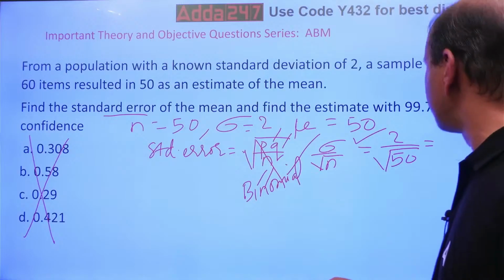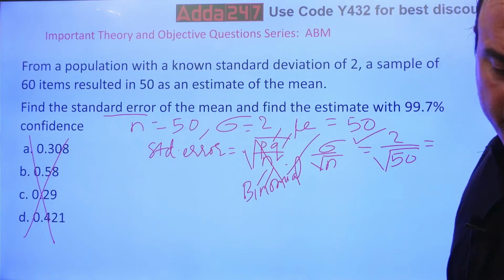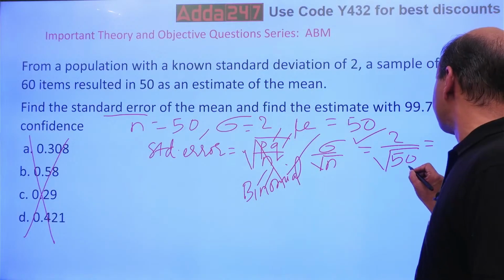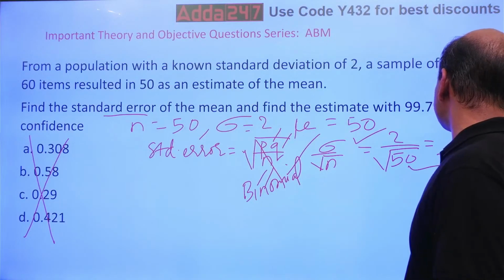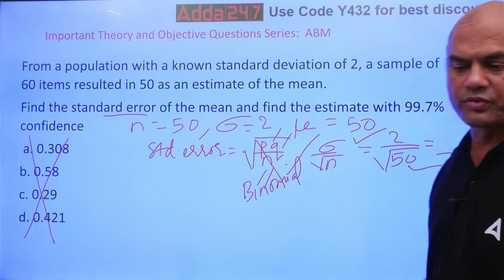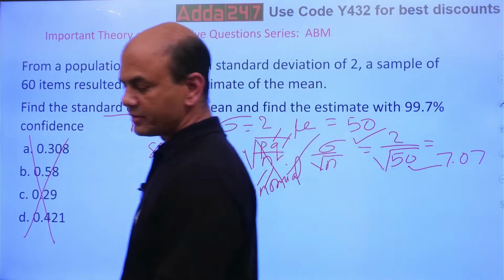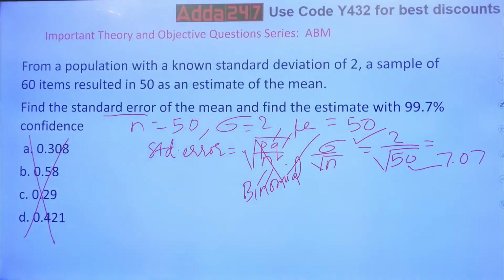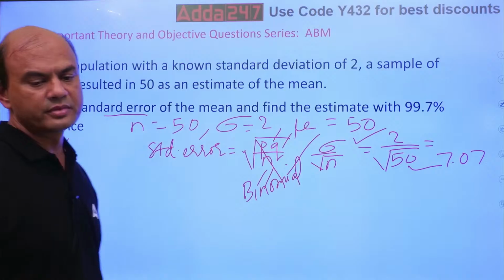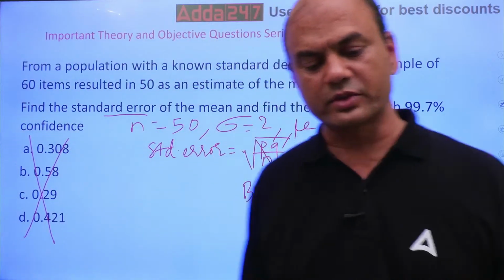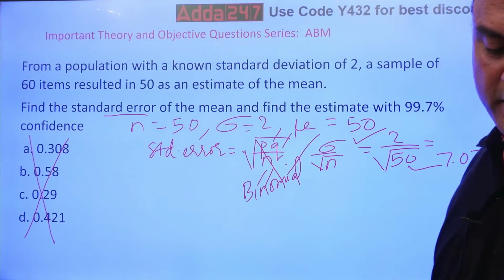Root of 50 is what? 7.07, root of 50. Are you getting this? Is everyone getting this? 7.07 root of 50. Got it? So 2 upon 7.07. Now do it. Everyone, give me the answer from your side.